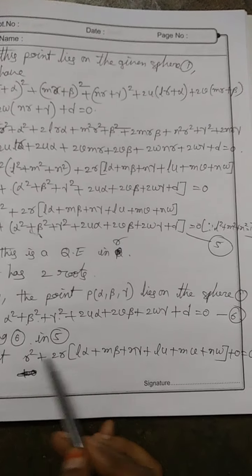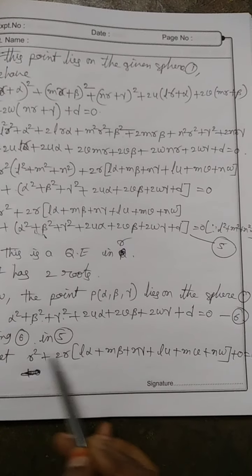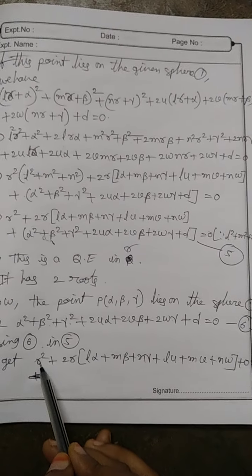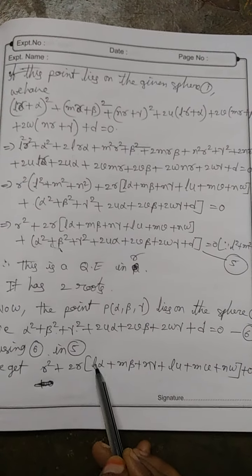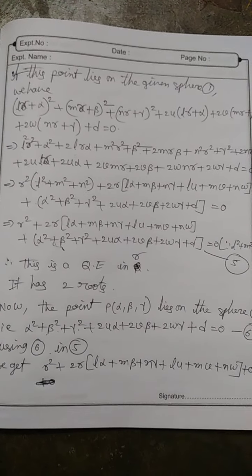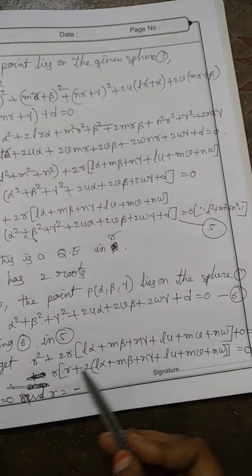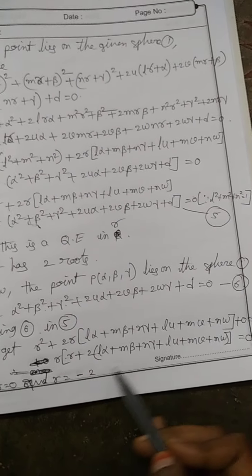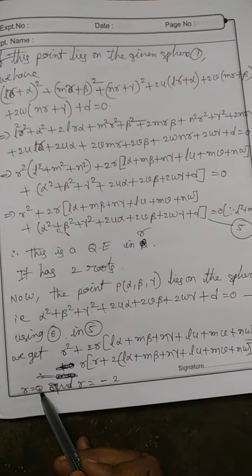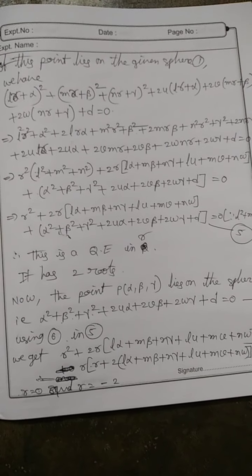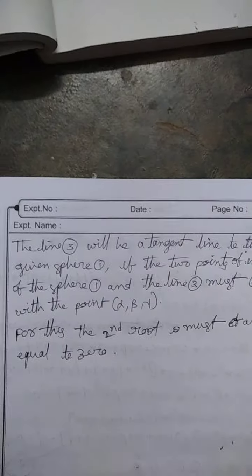That means in the remaining two terms of this equation, r is common. If you take r common in this equation, that means in the quadratic equation one root is 0.